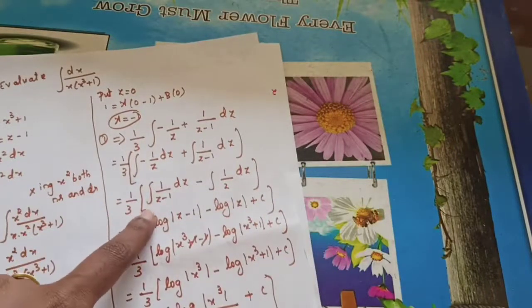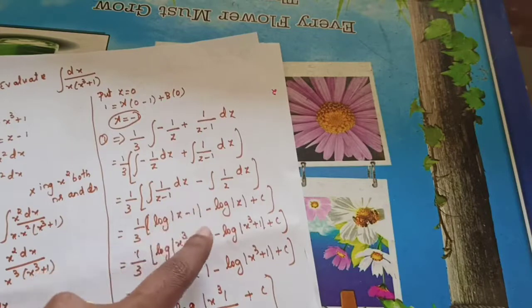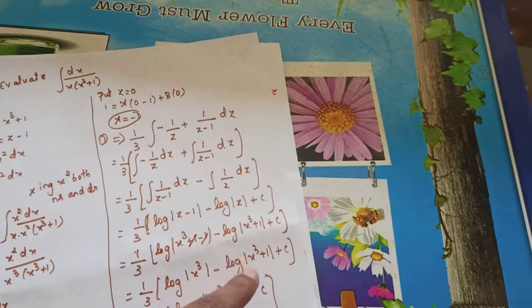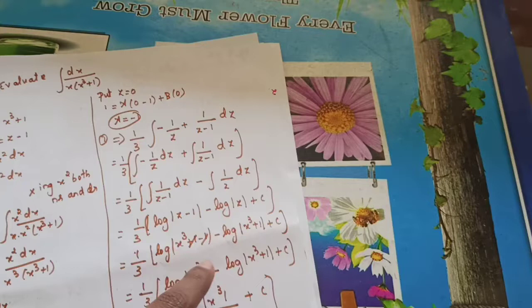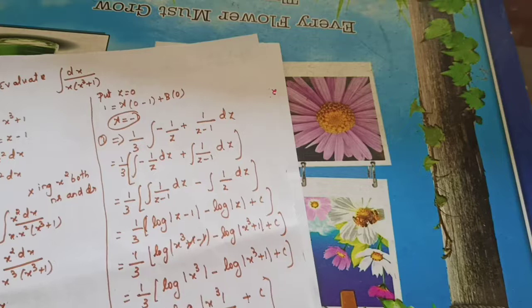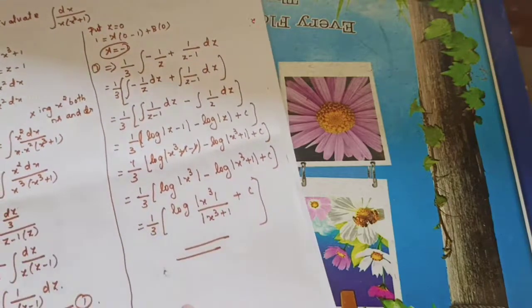Afterwards, 1 by z minus 1 gives log of mod z minus 1, and 1 by z gives log of modulus of x cube plus 1 plus c. Okay. So 1 by 3 into log of modulus of x cube plus 1 minus 1, z value I substituted, minus log of modulus of x cube plus 1 plus c. Then 1 by 3 into log of modulus of x cube minus log of modulus of x cube plus 1 plus c. So the log of a minus b formula, okay, that is log a by b equal to log a minus log b.